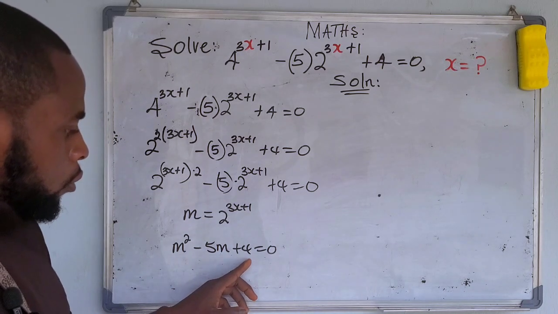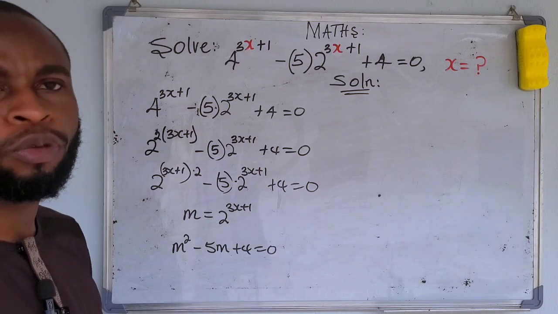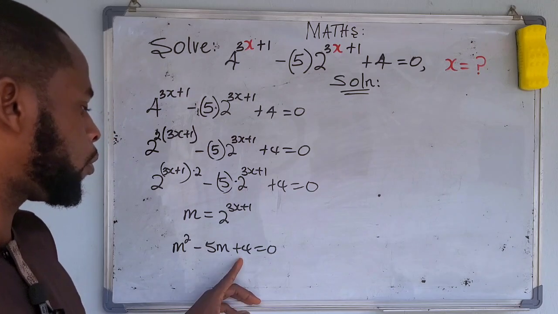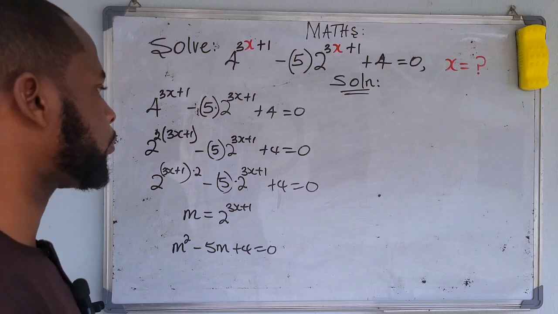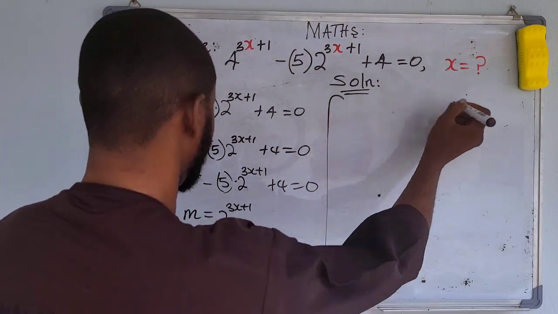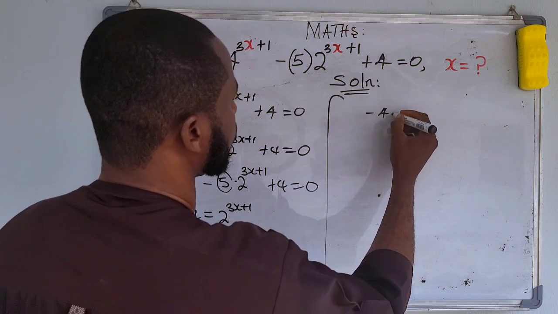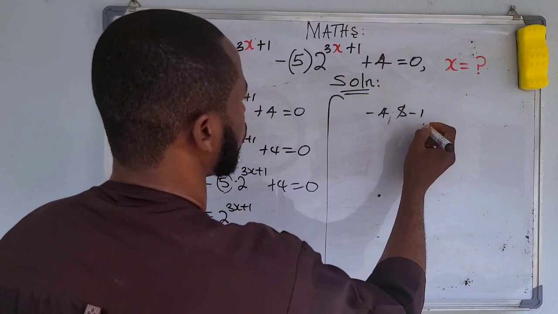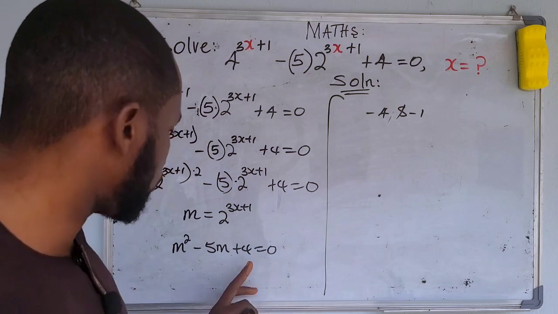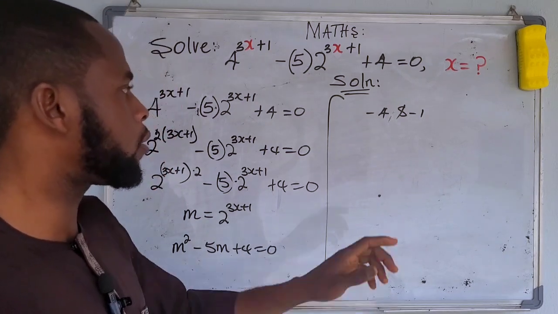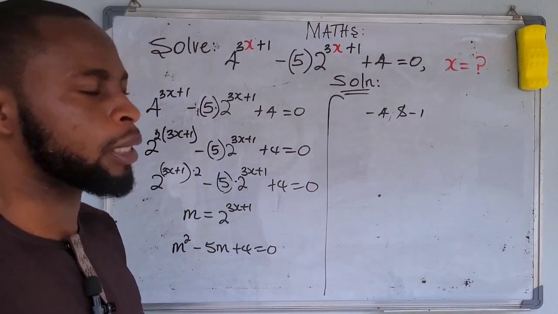Since we have this, just come directly to the constants and look for two possible factors of 4, so that when you multiply, you have plus 4, and when you add up these two factors, you have minus 5. Let these factors be minus 4 and minus 1. If you multiply minus 1 by minus 4, you have plus 4 exactly, and if you add up minus 4 plus minus 1, you have minus 5 exactly.